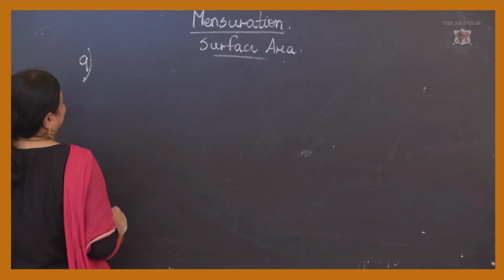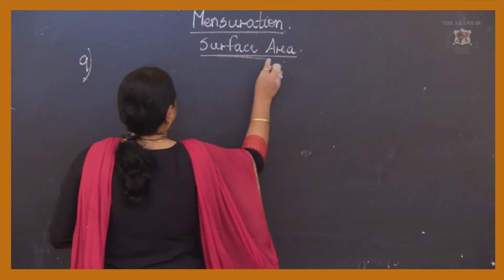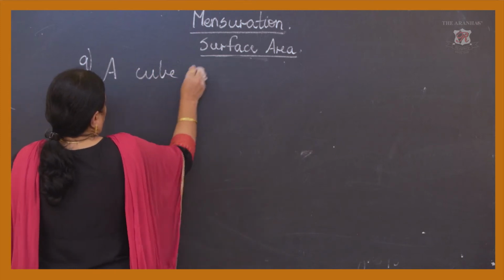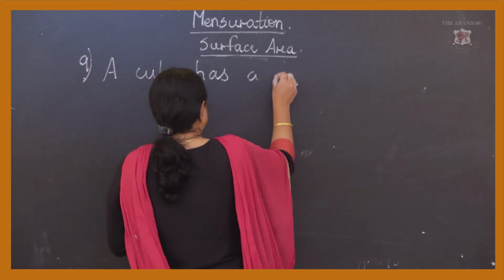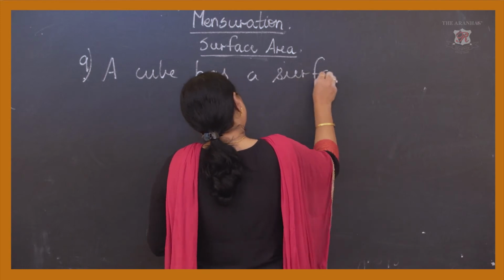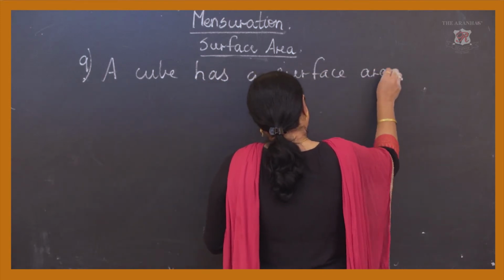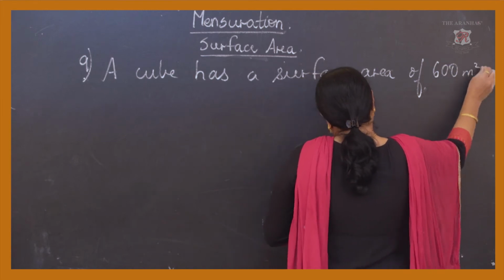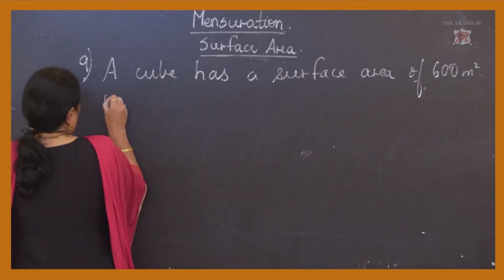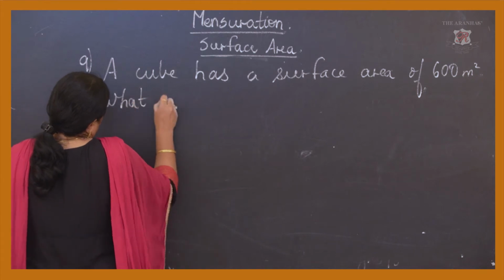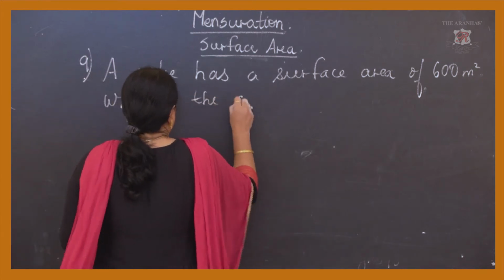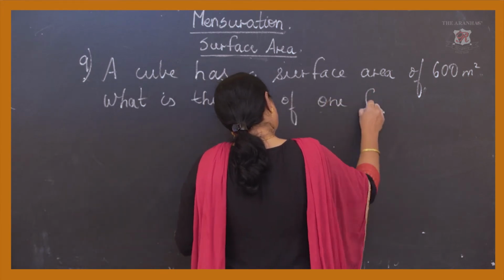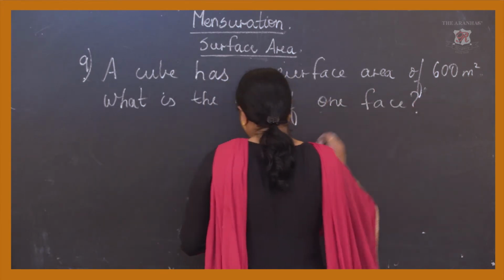Next is, we'll take the 9th sum. A cube has a surface area of 600 meter square. What is the area of one face?